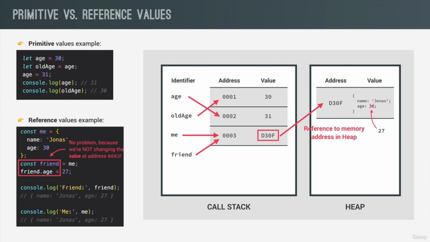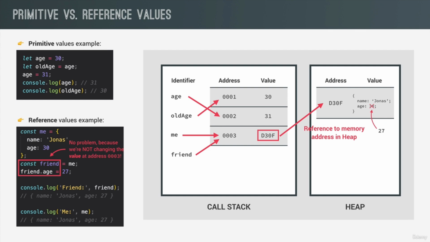So it's a misconception that all variables declared with const are immutable. In fact, that is only true for primitive values, but not for reference values. So keep that in mind whenever you're working with const.